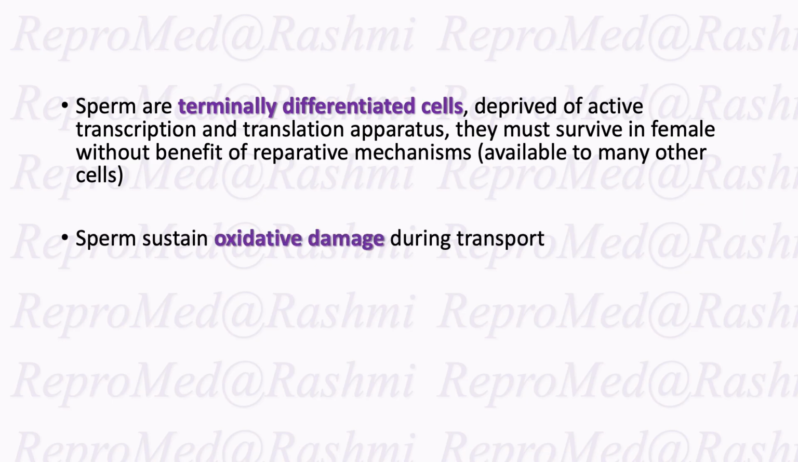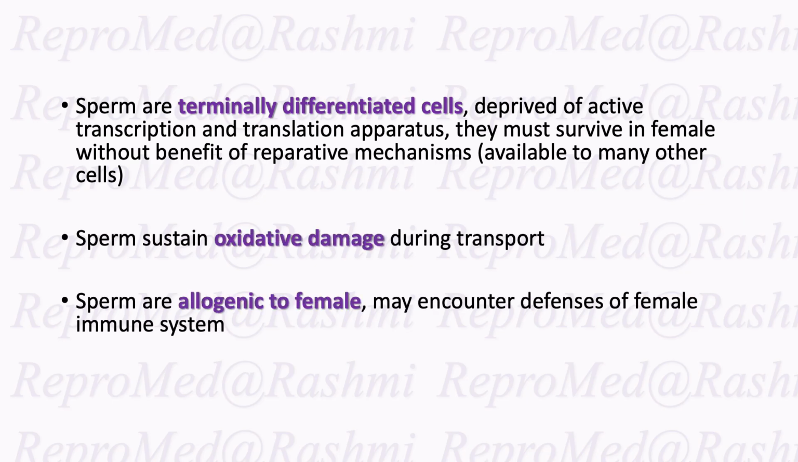Sperms sustain oxidative damage during the transport. Sperms are allogenic to the female. They may encounter defenses of the female immune system.